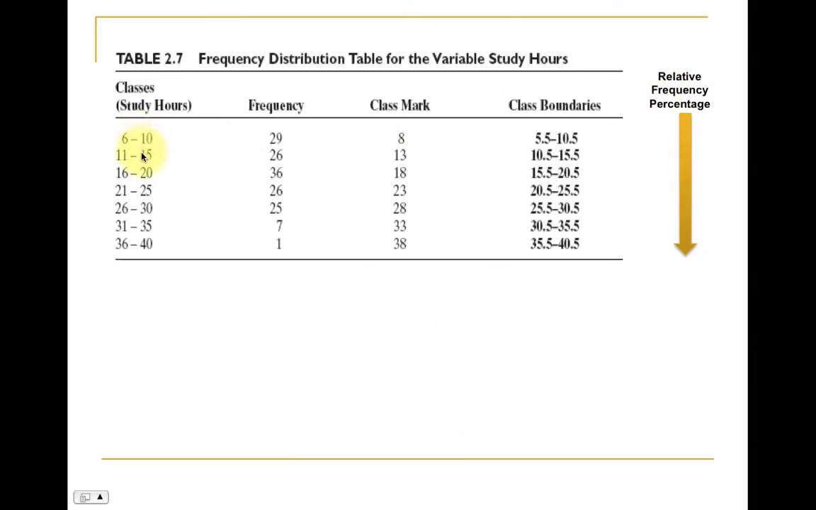The number of rows in this frequency distribution table indicates how many classes we have. So that's why this column is called classes. Here we have 1, 2, 3, 4, 5, 6, 7 classes. And the classes are broken down into individual ranges, and each range has an associated frequency, a class mark, which we'll talk about how to arrive at, class boundaries.